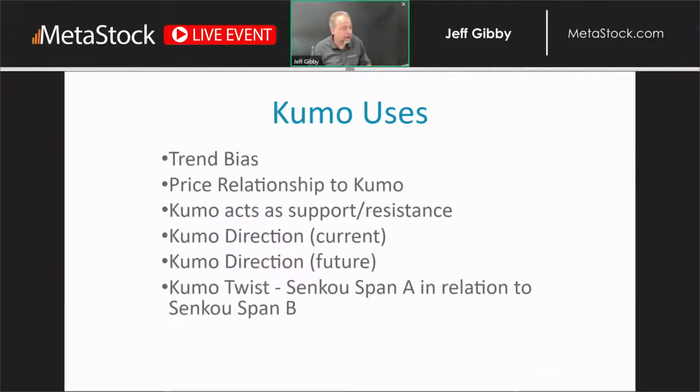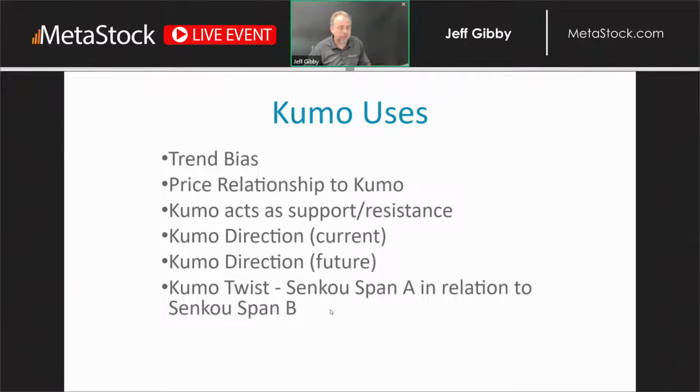If we're looking at different ways we can look at Kumo, for trend bias, you've got the price relationship to Kumo, and the Kumo acting as support and resistance. There's a current direction of the Kumo, and the future direction. Those are things that you all want to pay attention to. And you also want to pay attention to whether the Kumo is going to twist now or in the future.